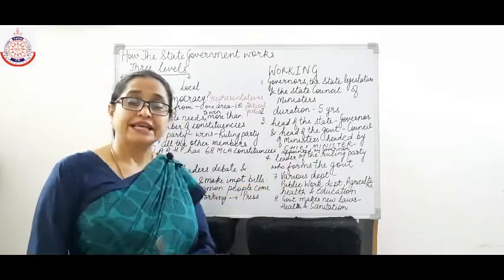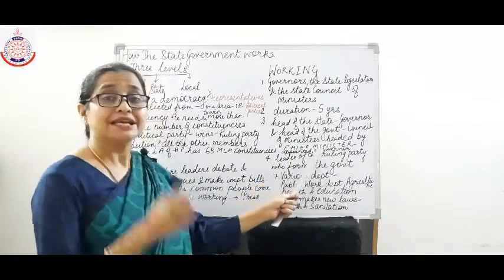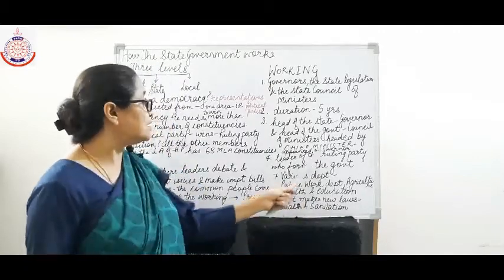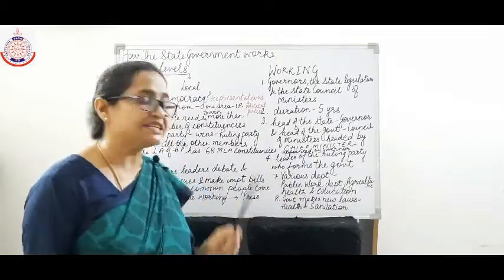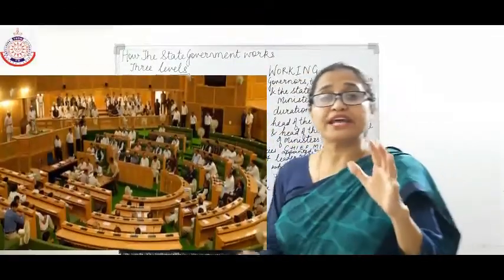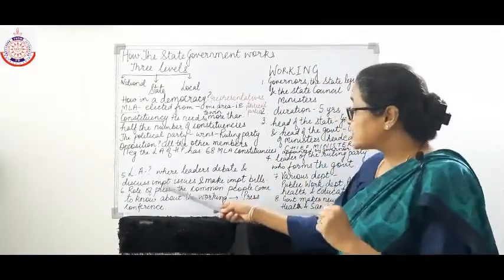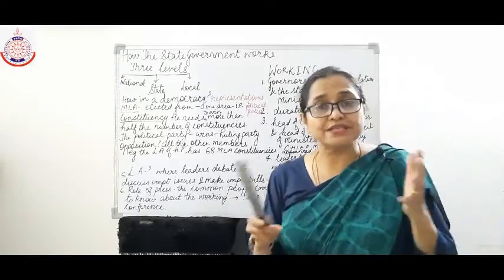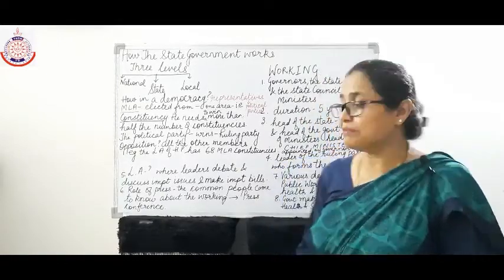The head of the state is the governor and the head of the government, that is the council of ministers, is always headed by the chief minister. Now the leader of the ruling party who forms the government is also known as the chief minister. Now talking about the legislative assembly, what happens here? Well, various debates are held, discussions on important issues are held, and important bills are also discussed as part and parcel of the routine of the legislative assembly.